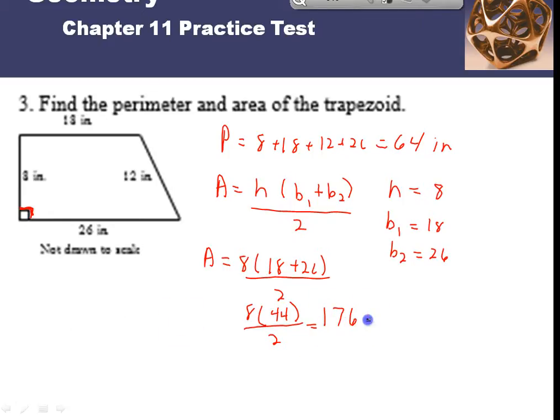.176, and this would be inches squared. Okay.